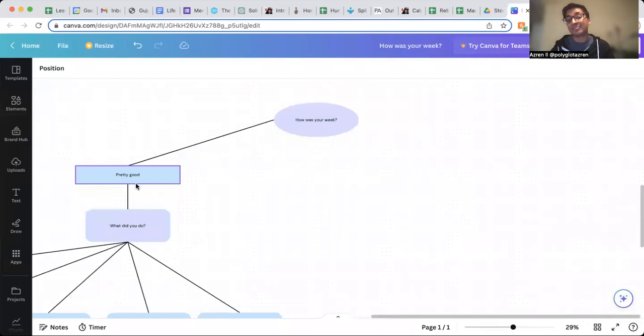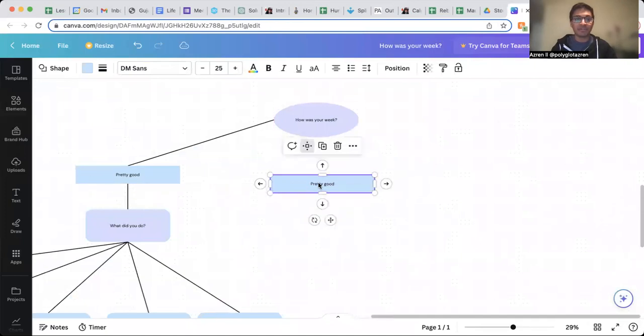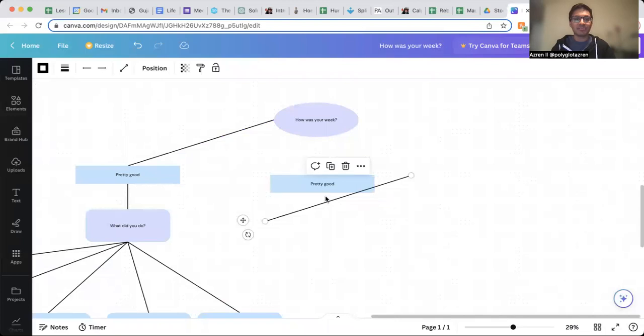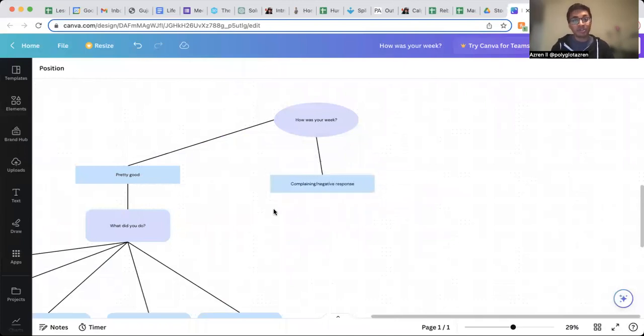But they might say something a little different. They might say, oh my God, it was a catastrophe. Oh, it was awful. Oh my God. Some negative reply. Well, no problem. You just create a separate branch, as I'm literally doing on the screen right now. You create a separate branch for what you would say if they give some kind of negative response, right? They're complaining, right? I'm just typing on my screen for those who don't have the YouTube video up. You can build a new tree for a negative response.